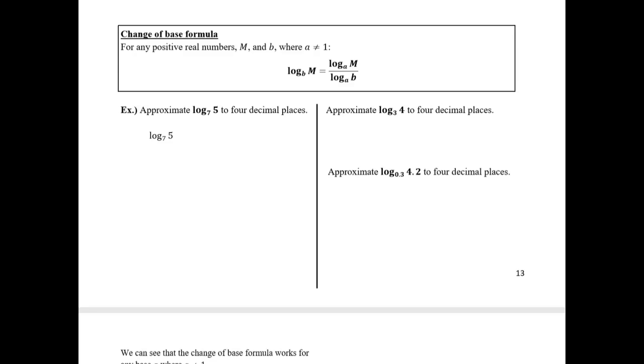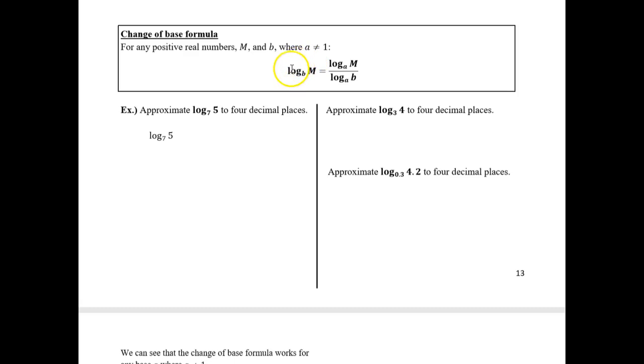In this video, we are going to be talking about the change of base formula. It says for any positive real numbers m and b where a is not equal to 1, then log base b of m, which we already know the base itself can't be 1 for a general log, will equal log base a of m, so this same m value, divided by log base a of b, so the original base. So essentially you're going to take log of m divided by log of b.